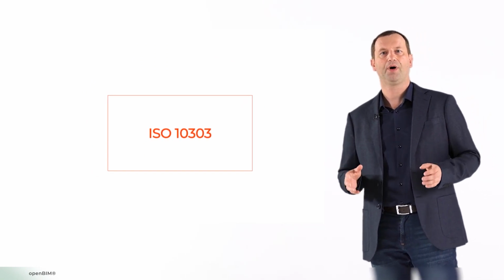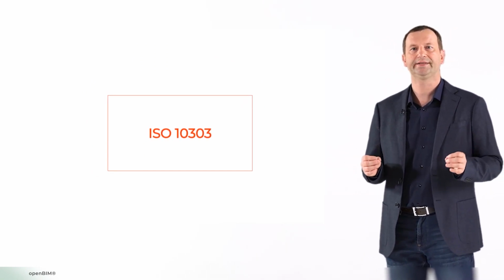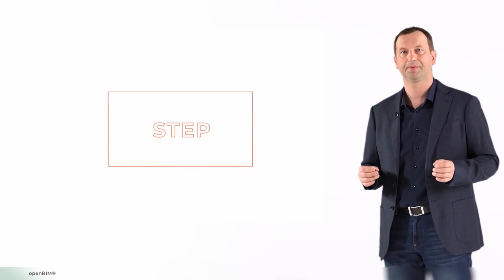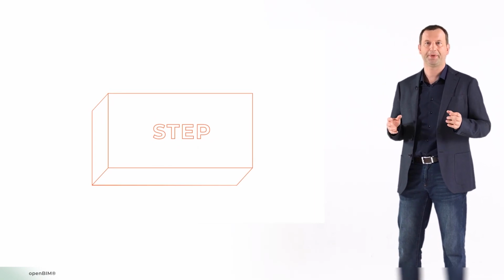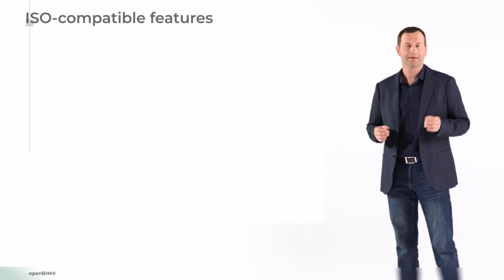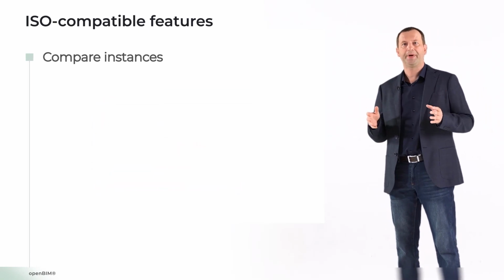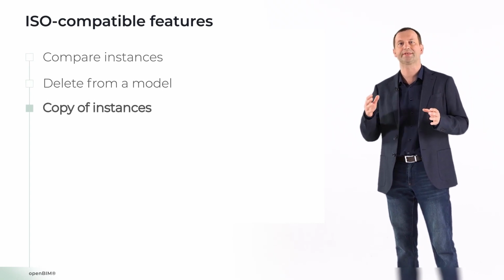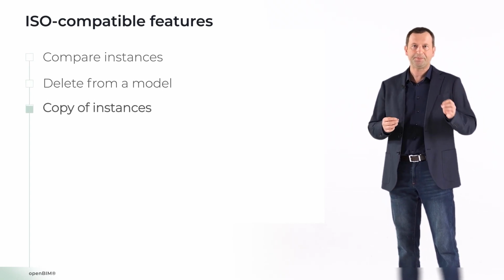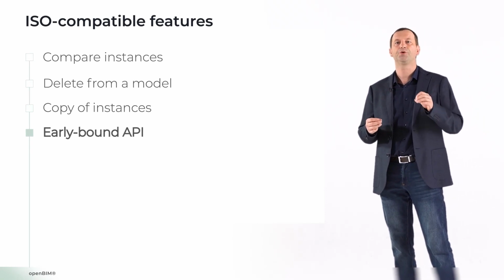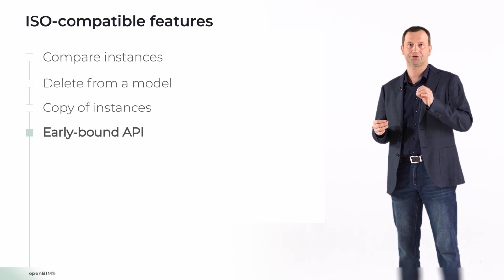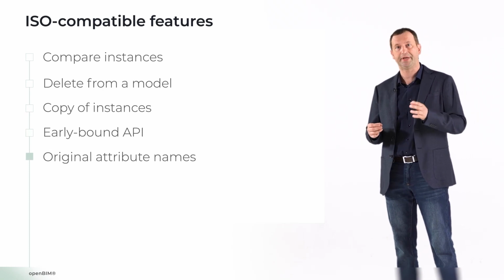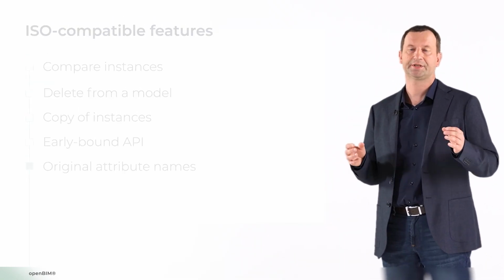The implementation of our IFC SDK is closely related to the implementation of the ISO 10303 standard, well known as STEP. So we've introduced several ISO-compatible features in our SDK. These include the ability to compare application instances, delete from a model, deep copy of instances in the same model, a simplified early bound API for users who want to have additional checking on the compiler, and the ability to get attribute type names in camel case as they exist in the Express schema.